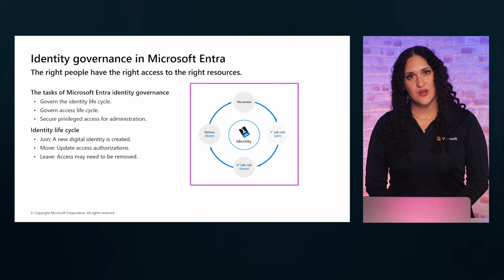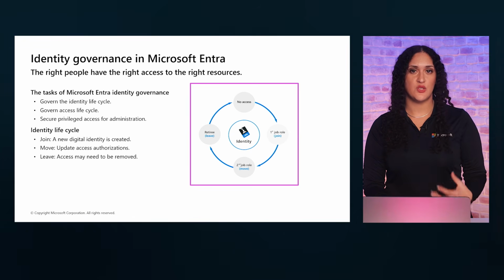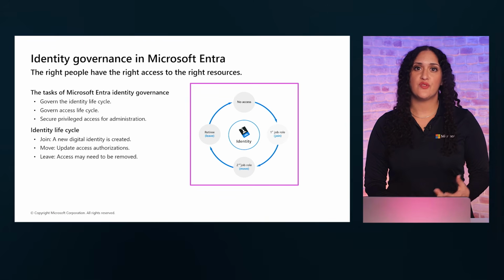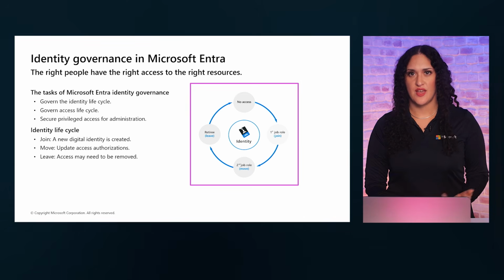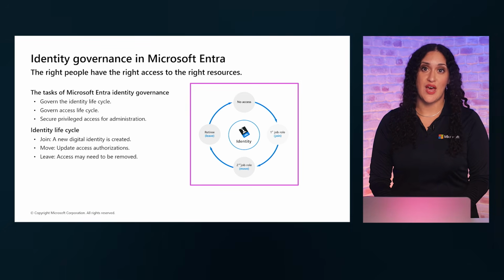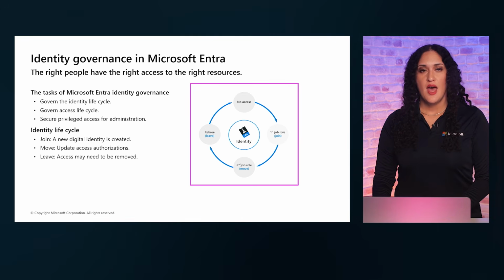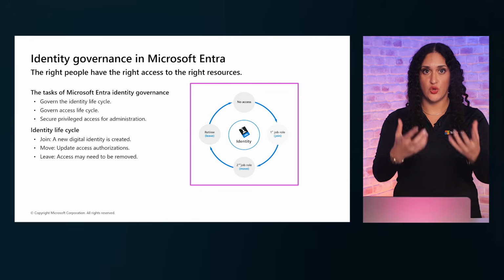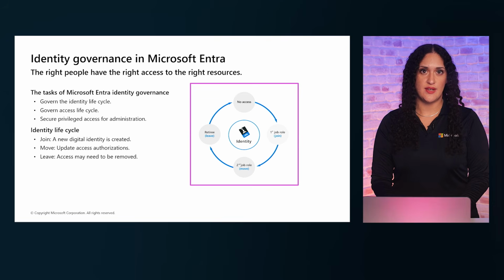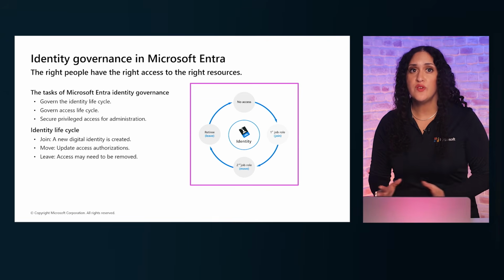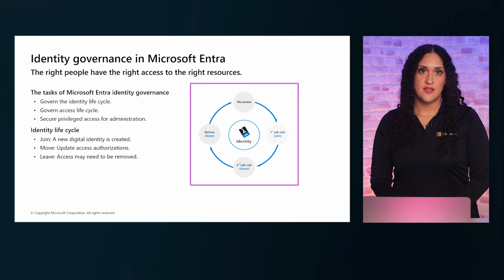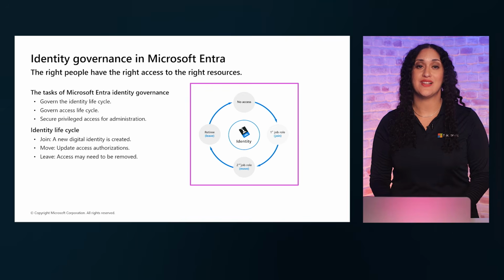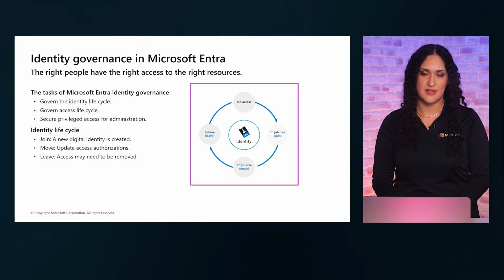Identity governance in Microsoft Entra is about making sure the right people have the right access to the right resources and only for as long as they need it. It focuses on governing the identity lifecycle and the access lifecycle, while also securing privileged access used for administration. A common way to think about this is the join, move, and leave model. When someone joins an organization, a digital identity is created and access is granted. As they move into new roles, access is updated to match their responsibilities. When they leave, access is removed to reduce risk while still keeping records for audit purposes.